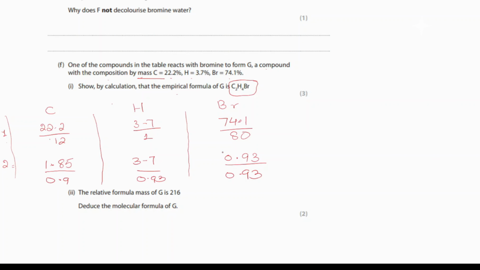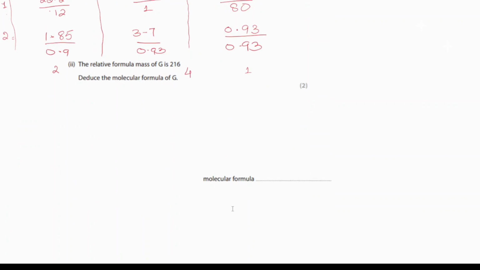Okay, so how many carbons? It would be simple too. 3.7 divided by 0.93 is 4, and this one is definitely 1. So yes, we have proved that the formula is C2H4Br.